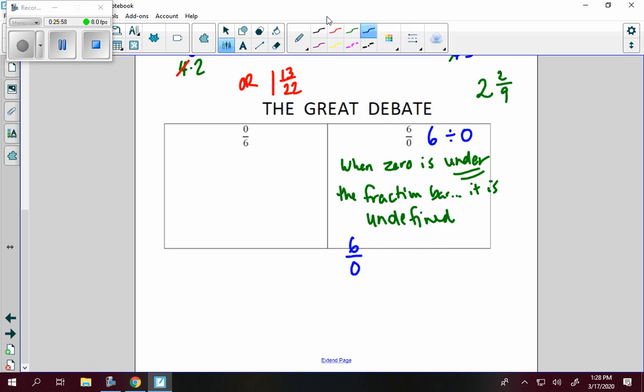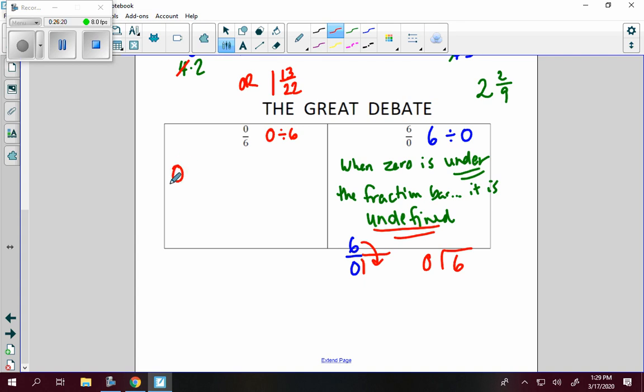6 divided by 0, if you make the house, the top number falls into it. So it would be 0 goes into 6. There's no telling how many times the 0 goes into that number. There's just no telling. There's an undefined amount of times. So therefore it's undefined. If we were to write this out, 0 divided by 6, it would look like that.